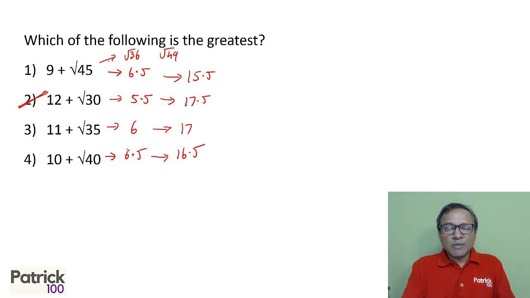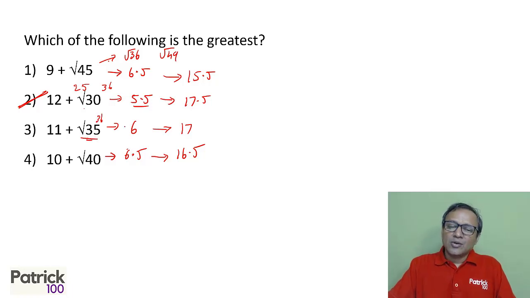When the square roots are between two values, you can approximate to 5.5. Like here, root 30 is between 25 and 36, that is 5 and 6, and I took it as 5.5. But root 35 is very close to 36, so I took it as 6. You can take it as 5.9, but since the values are far off, I approximate to 6. If the values were close, I would take root 35 as 5.9.